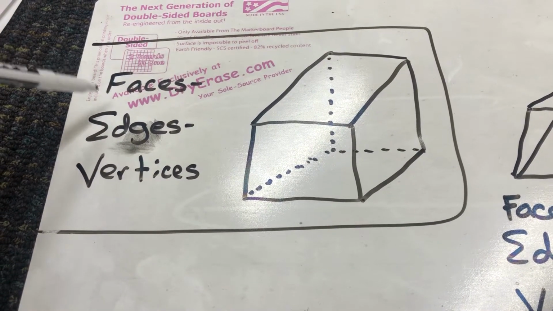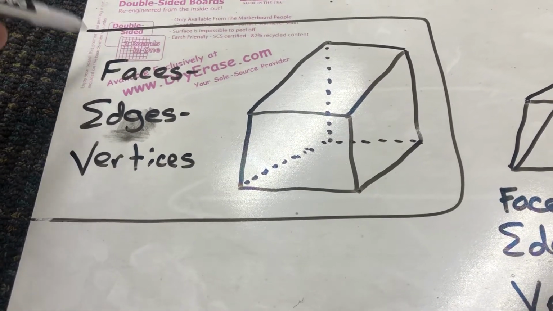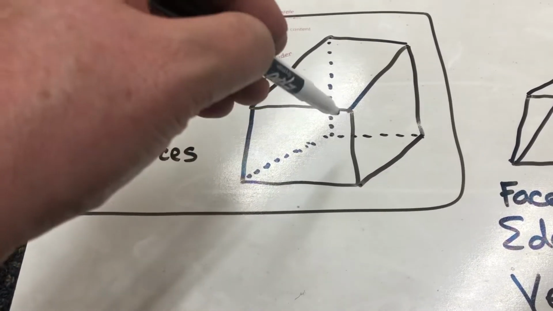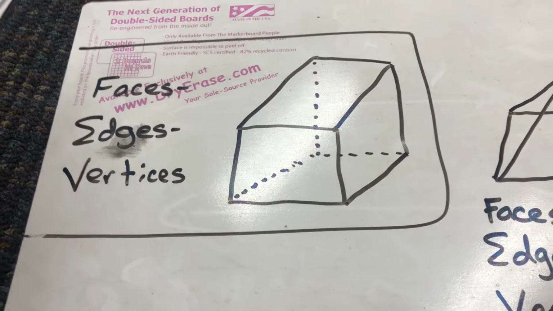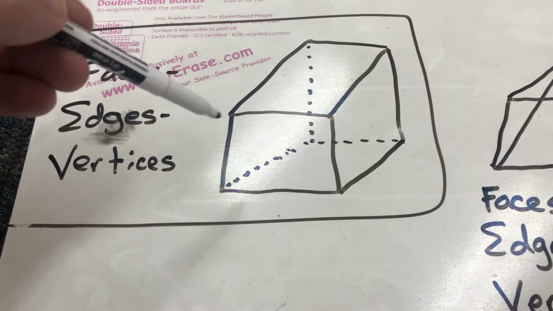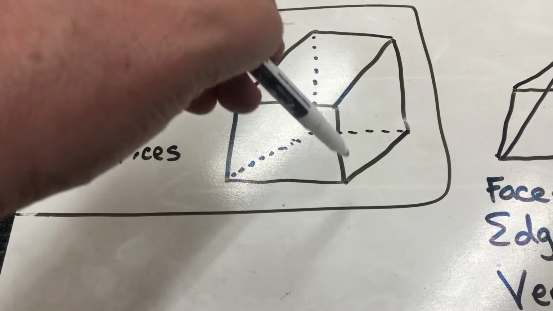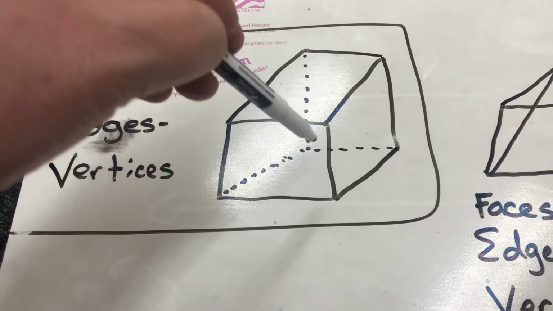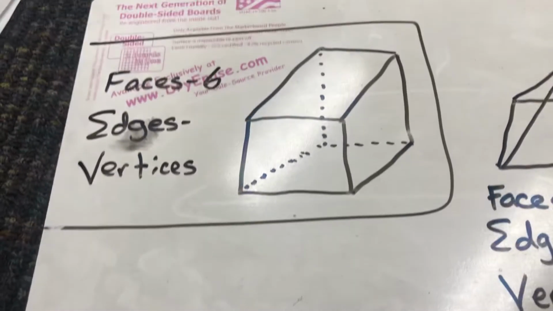First of all, it's important that you know what these are: faces, edges, vertices. A face is any flat surface, like this front area would be considered a face. This top area would be considered a face. So a face is any flat area. So if I look at this figure and I'm counting the faces, I can see that I have one in the front, I have one in the back, I have one here to the right, I have one here to the left, I have one here at the top, and I have one at the bottom. So this particular figure has 6 faces.